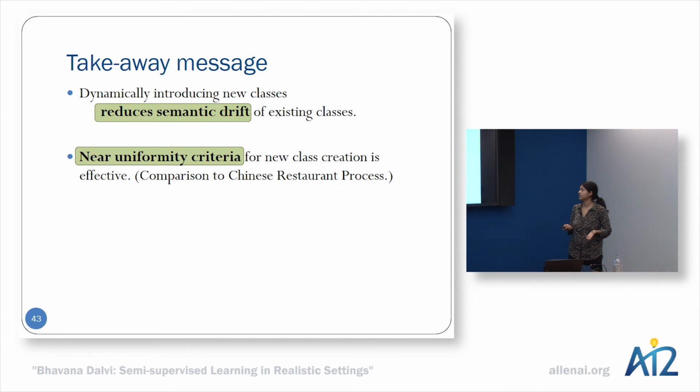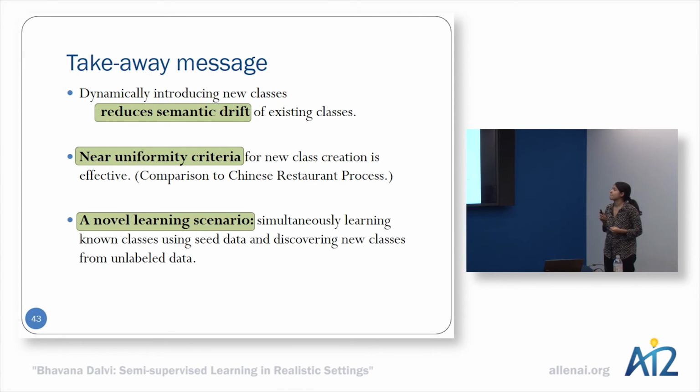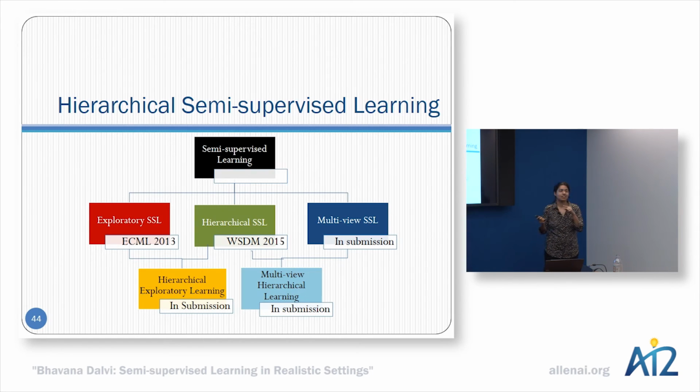So this is interesting. The near uniformity criteria we presented also gave effective results, and it was better than Gibbs sampling plus Chinese restaurant process in our experiments. And the last important point is that the purpose of this work is to stimulate this research where you can co-learn the new and existing things together. Are there any questions till this point?